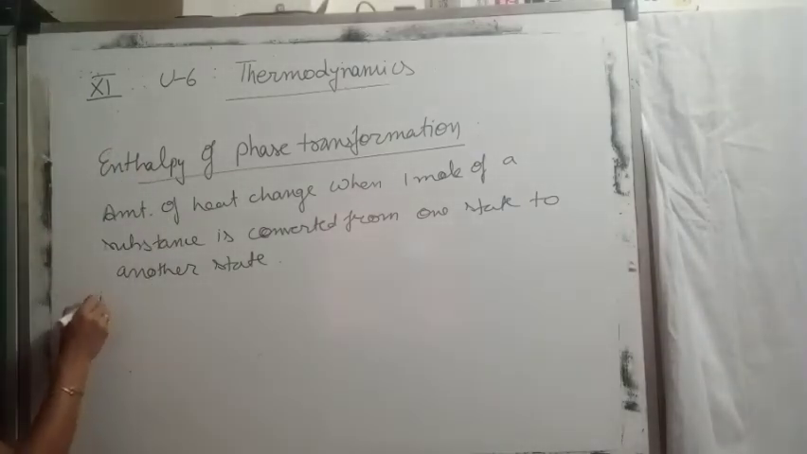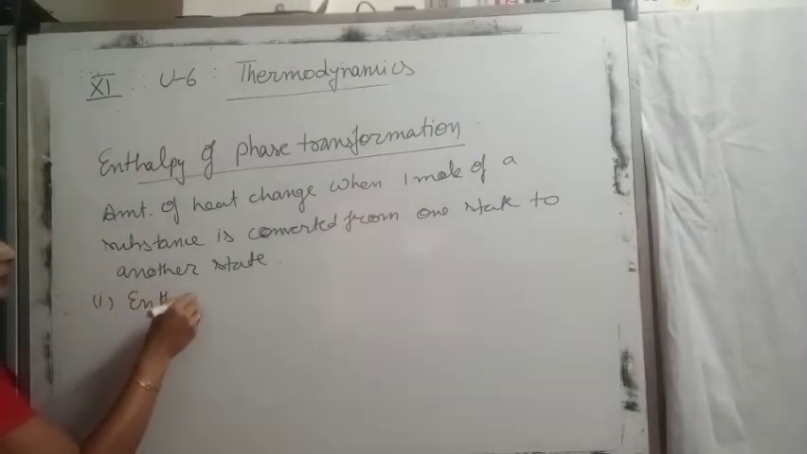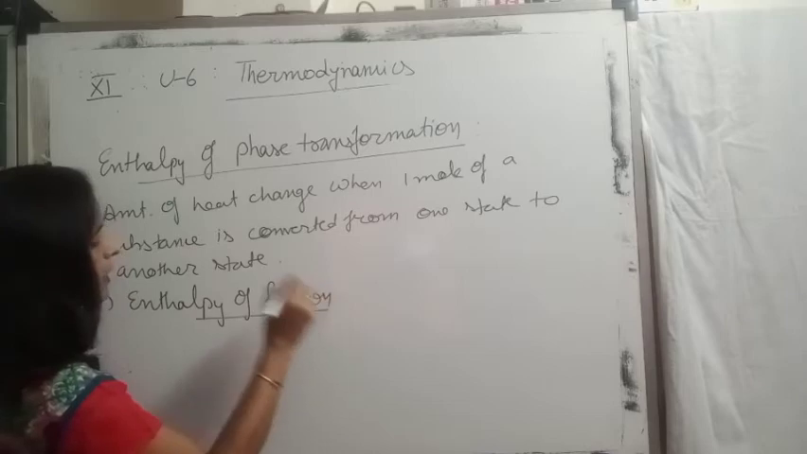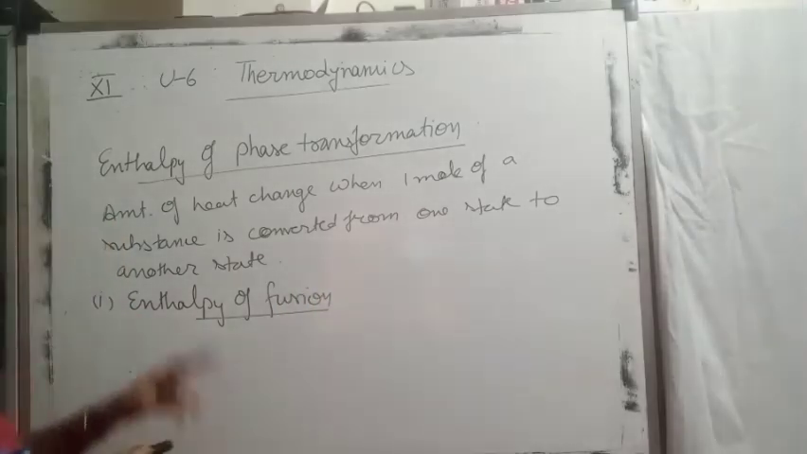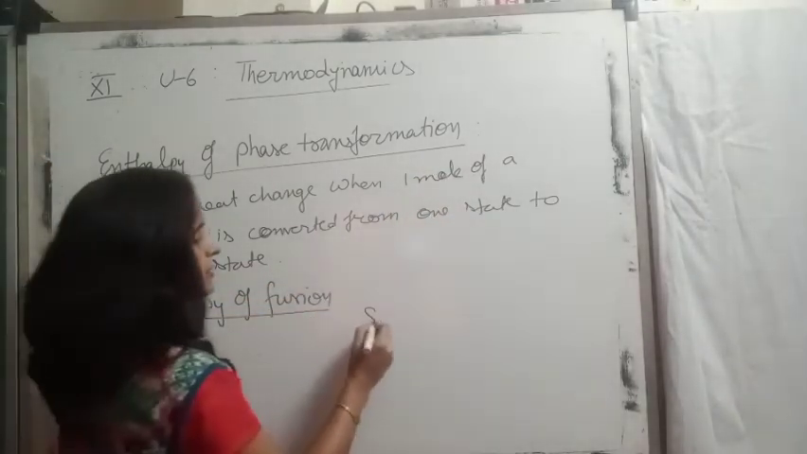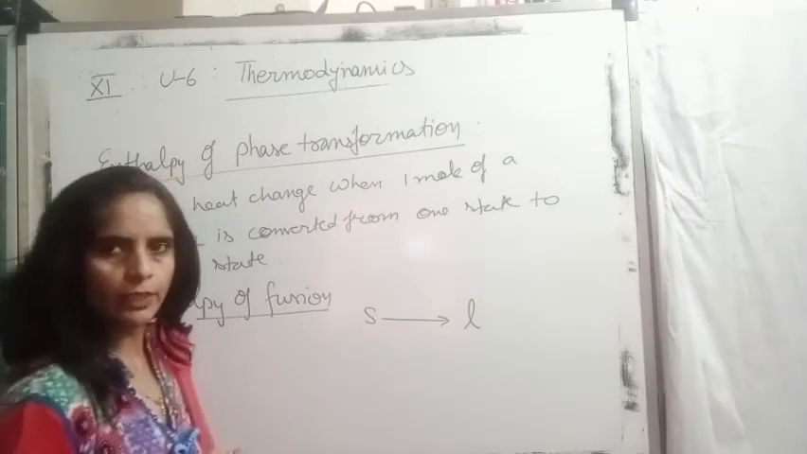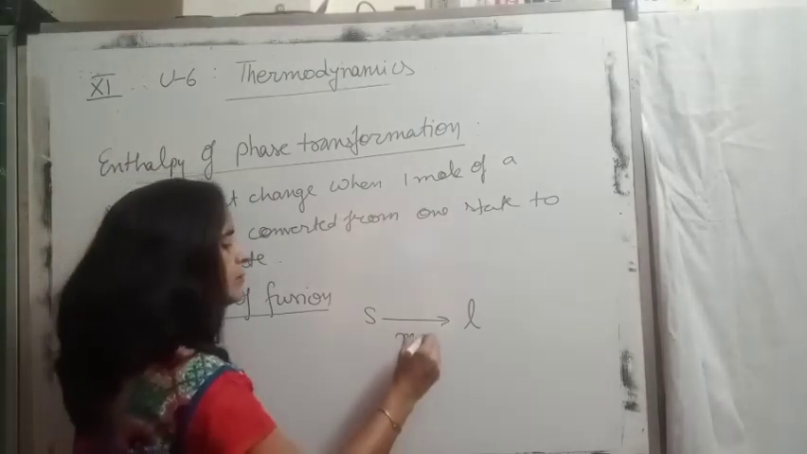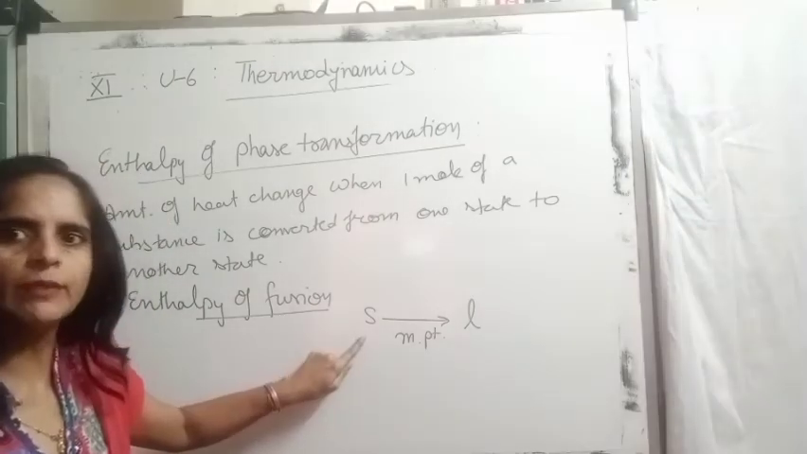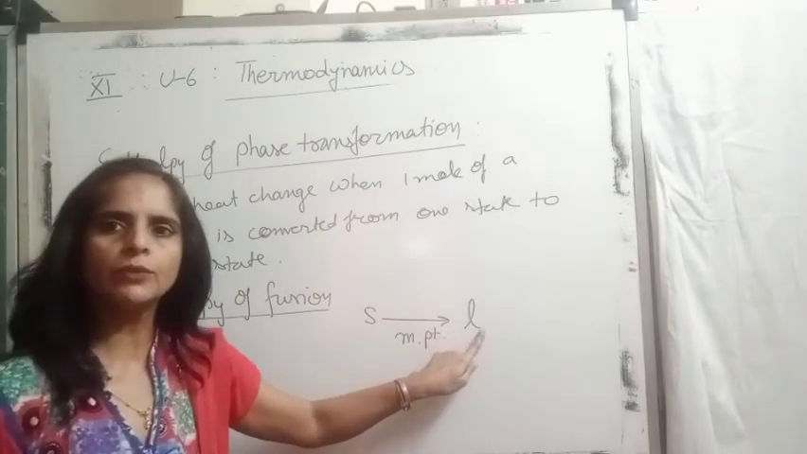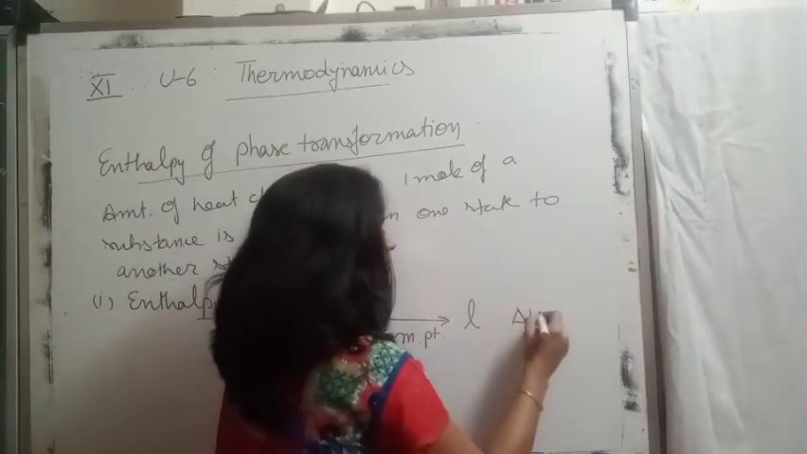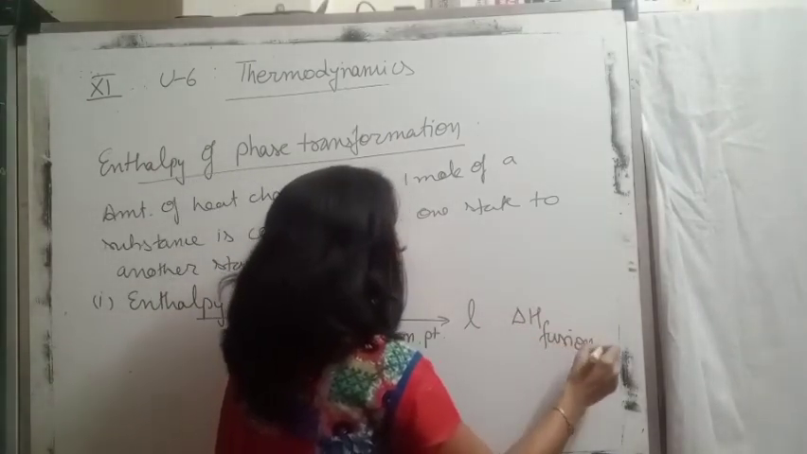First, we can take enthalpy of fusion. Enthalpy of fusion means the amount of heat change when 1 mole of a solid is converted into liquid at its melting point. Clear, children? The amount of heat change when 1 mole of a solid is converted into liquid at its melting point is termed as enthalpy of fusion.